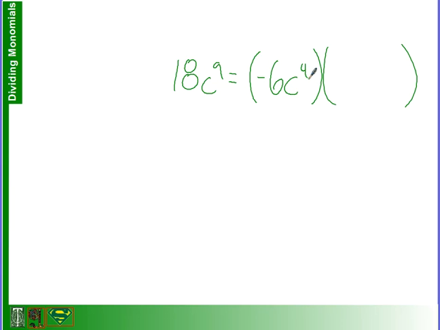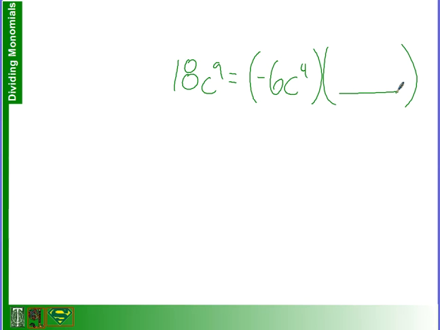I have 18 c to the 9th. And this is going to be equal to a pair of factors. I'm going to say this is equal to negative 6 c to the 4th times something. Right now, with your neighbor, I want you to figure out what my other factor is. Negative 3 c to the third.